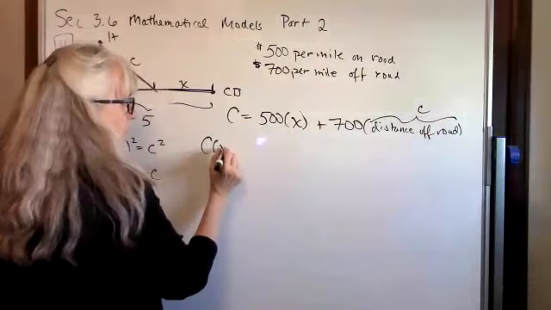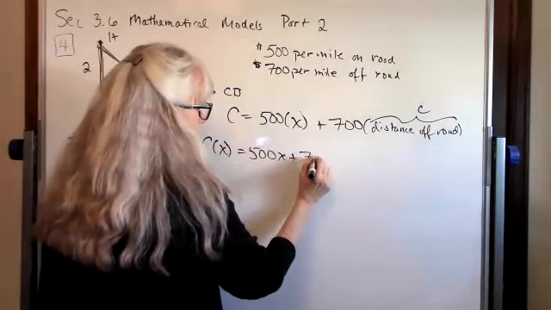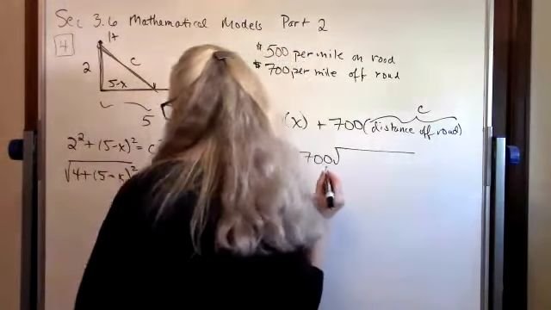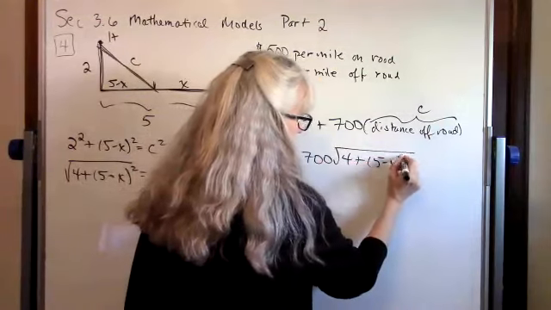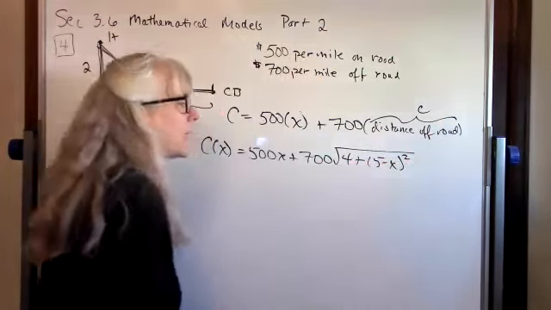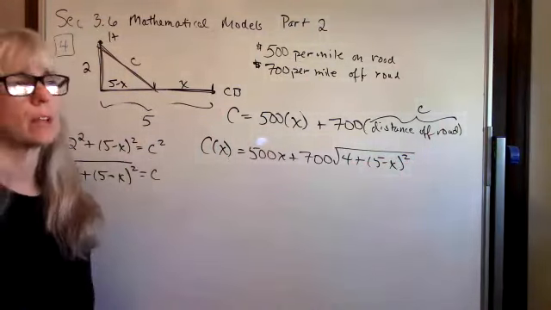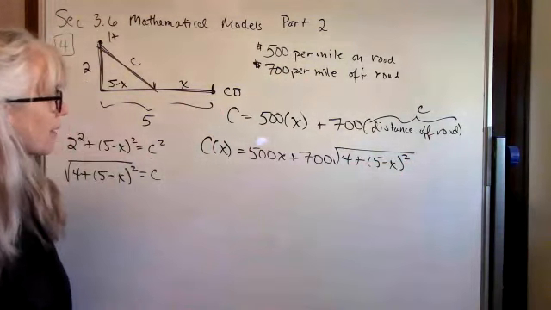So our cost in terms of X is going to be 500X plus 700 times the square root of, and now I'm going to pick up this entire equation from over here, our substitution. So we have the square root of 4 plus the quantity (5 minus X) squared. And there is our cost function for laying that cable. And this is an actual real world application problem.